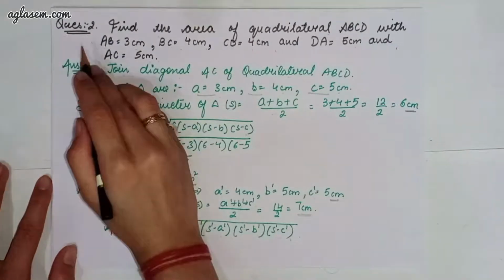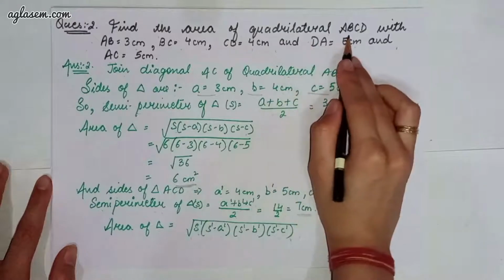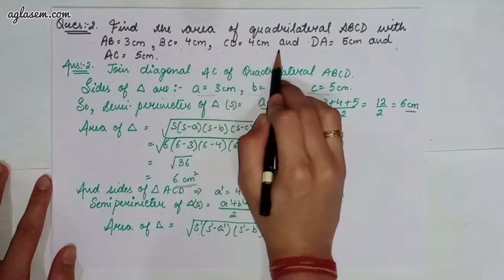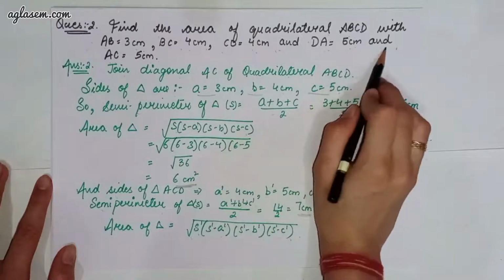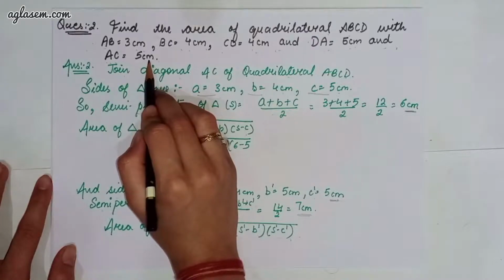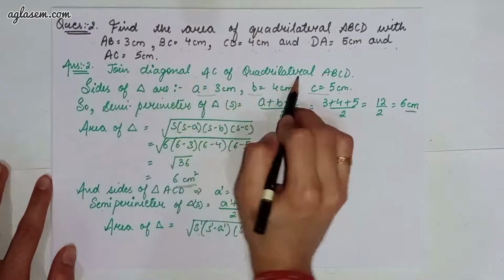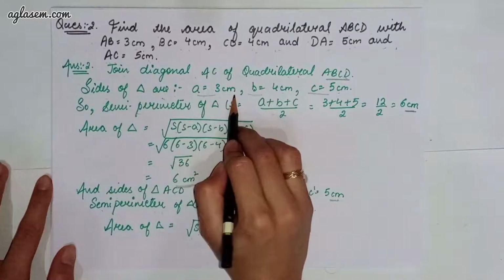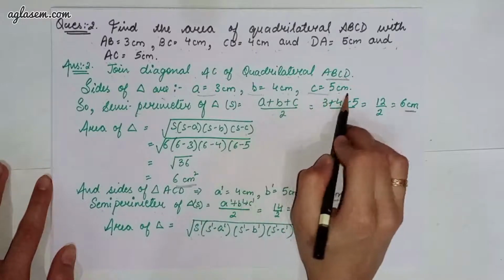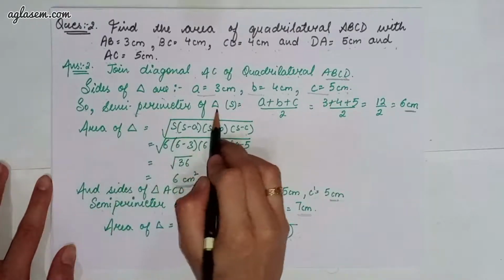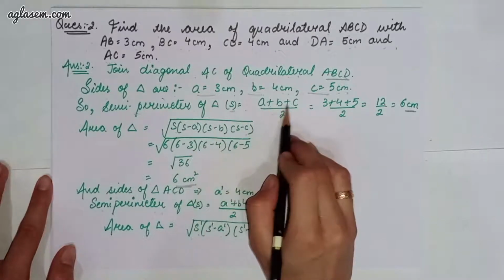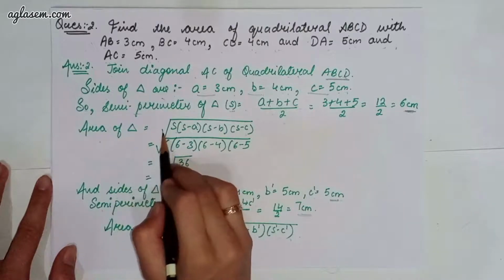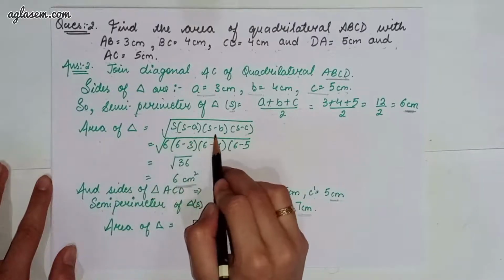Further, moving to question number 2, which says find the area of a quadrilateral ABCD with AB 3 centimeter, BC 4 centimeter, CD 4 centimeter and DA 5 centimeter and AC 5 centimeter. So the answer is, again we have to join the diagonal AC of quadrilateral ABCD. Since the sides of the triangle are A 3 centimeter, B 4 centimeter and C 5 centimeter, the semi-perimeter of the triangle, that is S equals A plus B plus C divided by 2, will give you 6 centimeter.